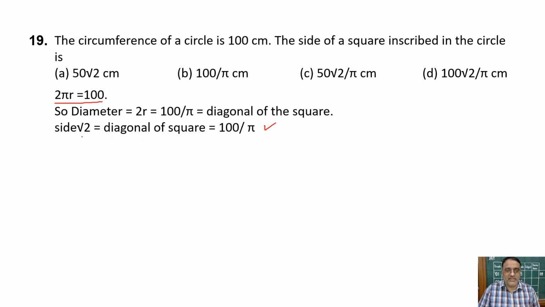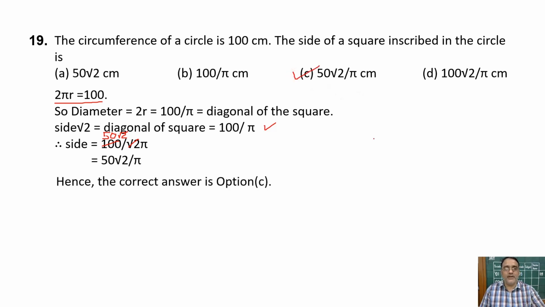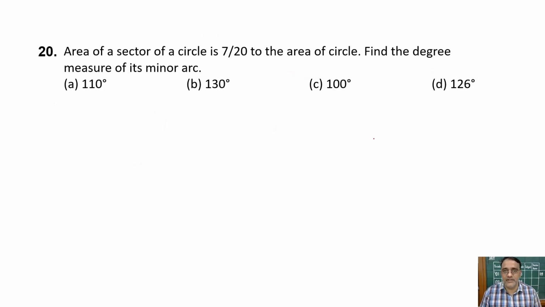Yes, yes, sir. So side will be 100 upon pi root 2. ठीक है, ये root 2 हम लोग कैंसिल कर सकते हैं, so we'll get 50 root 2. So finally the answer will be 50 root 2 upon pi. So the correct option is Option C. Option C, right. So now we are moving toward the last question of today's session.